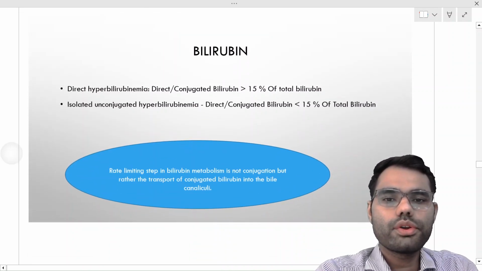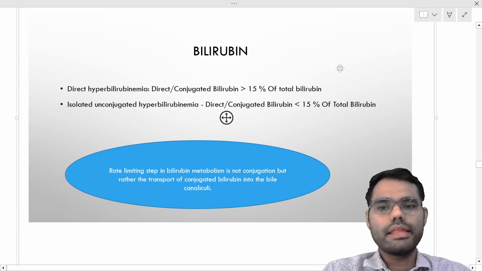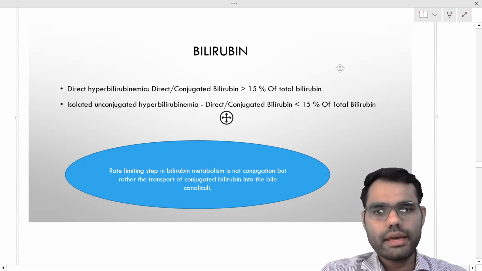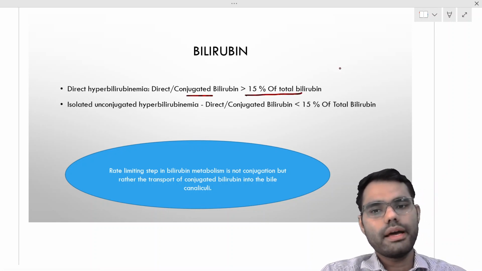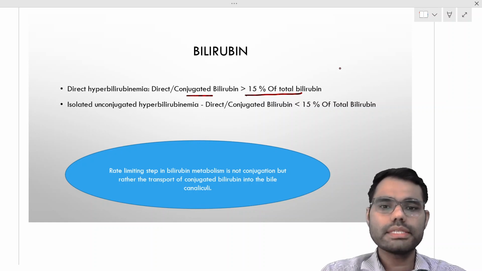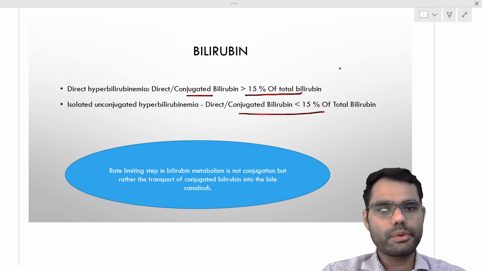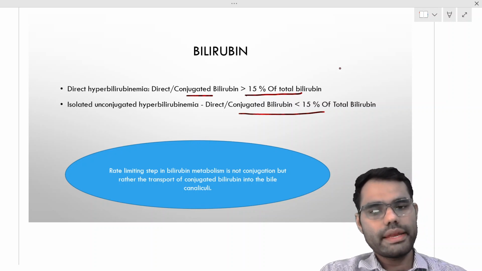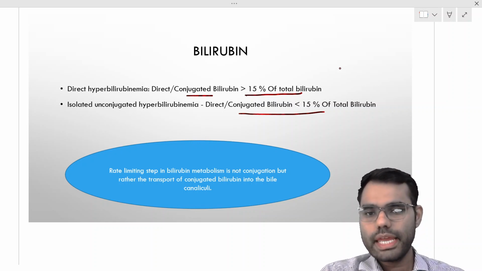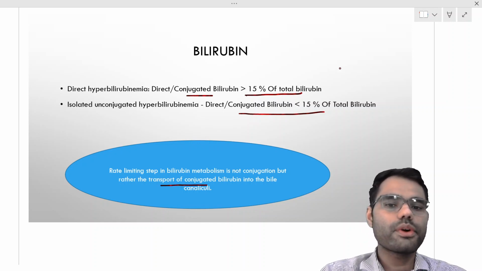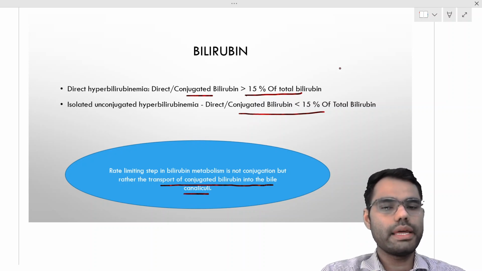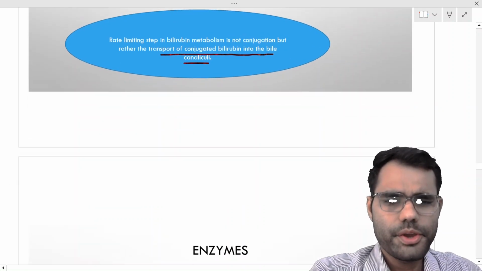Now moving on to bilirubin that we have already discussed, that direct hyperbilirubinemia is when conjugated bilirubin is forming more than 15% of total bilirubin. Unconjugated hyperbilirubinemia is when it is forming less than 15% of total bilirubin. One point to remember here is that a rate limiting step in bilirubin metabolism is not conjugation but the transport of conjugated bilirubin into the bile canaliculi, right? This is directly from Harrison, right?